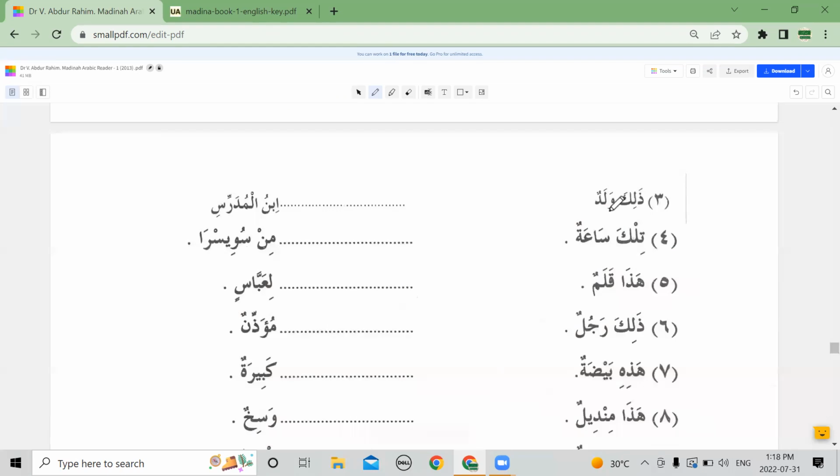ذلك ولد. That is a boy. Good. ابن المدرس. Okay. So what are we going to write here? ذلك الولد. Very good. Al-waladu. ذلك الولد. Waladu. We drop the tanween as well. See, this tanween becomes one dammah. Okay, next.